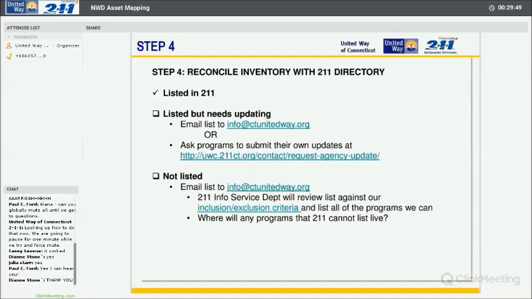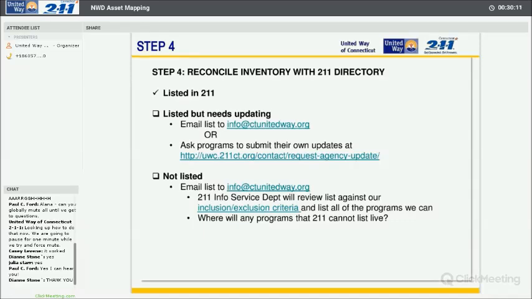Or you could ask the programs themselves, if you're having interaction and bidirectional communication with those services, you could ask them to submit their own updates to us using the electronic form on our website, and I included the link there for you to forward to any agencies who need to give us updates.